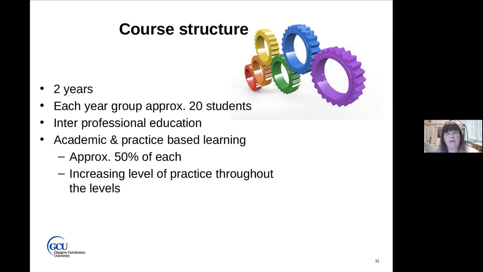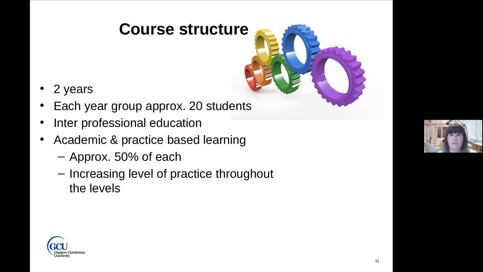Now, as part of the programme, you will do interprofessional education. What that means is you're working with other professions to work together towards a group task. And the reason that we're doing that is because that replicates what we need to do in clinical practice. Our patient is at the centre of everything that we do, and we need to work effectively as a healthcare team. So we're trying to build those skills in you.